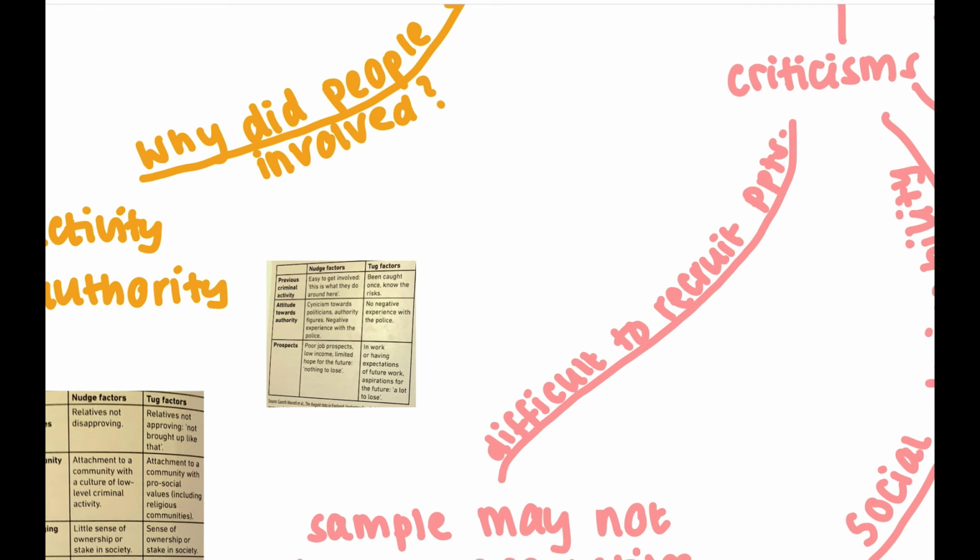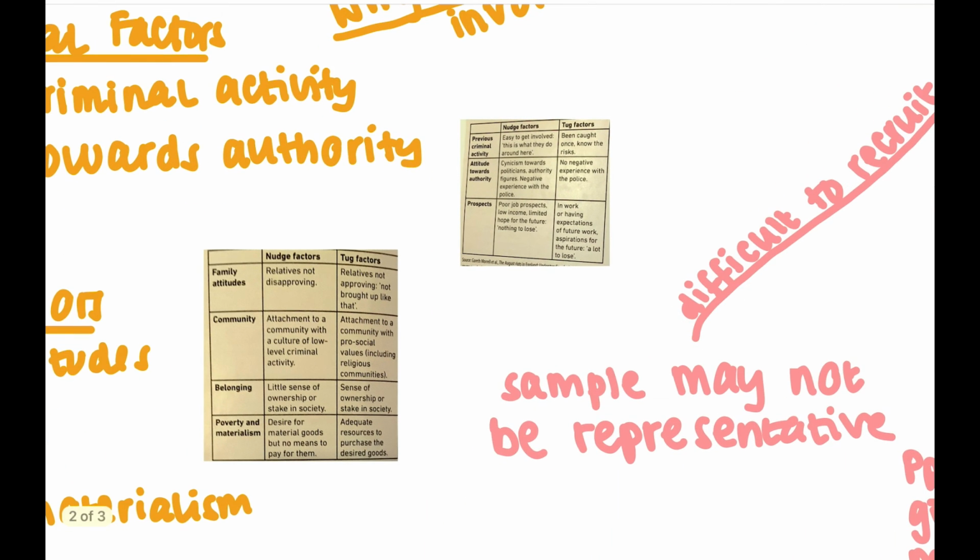Number 1, family attitudes. So there are lots of different families involved. Some of them might have not disapproved of rioting, therefore you'll be more likely to get involved. However, they might have been from a family they were not brought up to get involved in riots, and the relatives might have disapproved quite heavily of rioting, and therefore that would have been a tug factor.